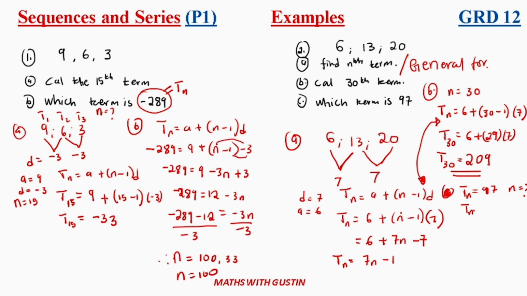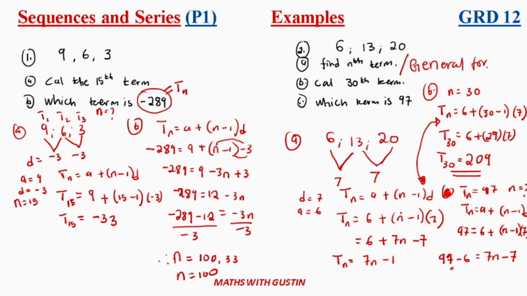So therefore we would come here and say Tn is a plus (n minus 1)d, where a is given by 6 plus, and n, we don't know what n is. Tn we know is 97. We're still going to look for n because that's what they've asked us. So it's going to be 97. I'm going to take 6 to the other side, 97 minus 6 equals, remove the bracket, 7 times n is 7n, 7 times negative 1 is minus 7.